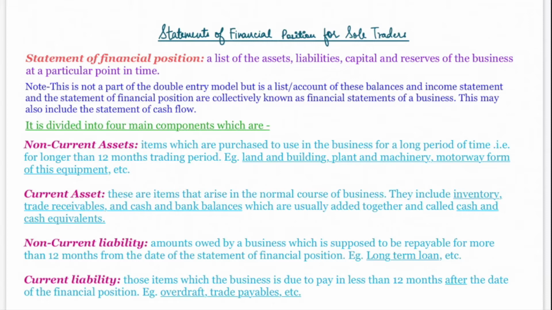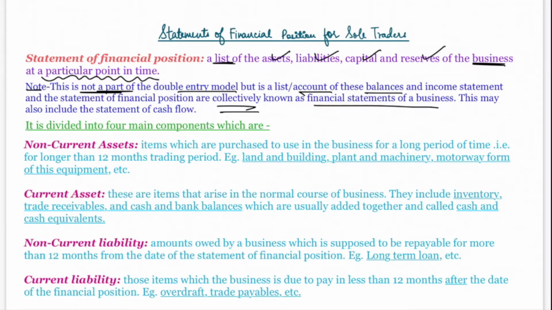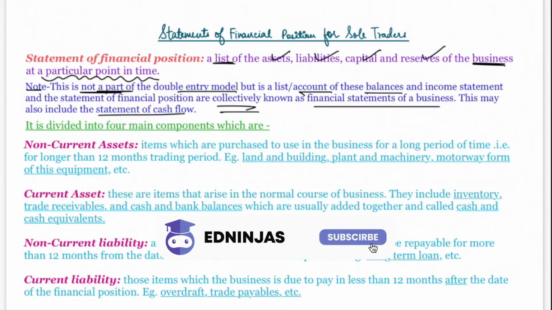So let's see. Statement of financial position is a list of the assets, liabilities, capital, and reserves of the business at a particular point in time. That is mostly the end of the year. Now, note the statement of financial position is not a part of the double entry model but is a list or account of these balances, and the income statement and the statement of financial position are collectively known as the financial statements of a business. This may also include the statement of cash flow, which we will see further in another chapter.